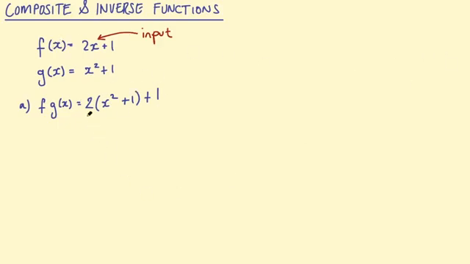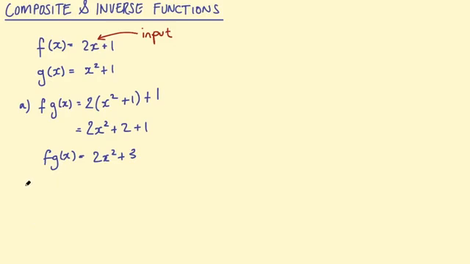And then I can just go ahead and solve this. So firstly expand the brackets. This is going to be 2x squared plus 2 plus 1. And then simplify: 2x squared plus 3. So f of g is going to be 2x squared plus 3.